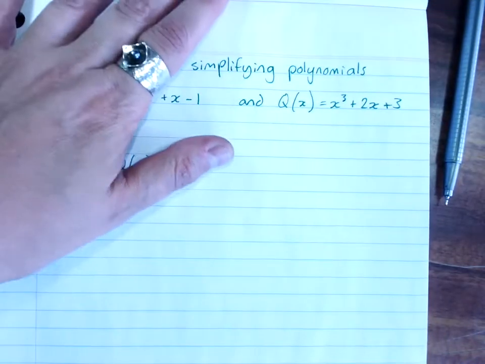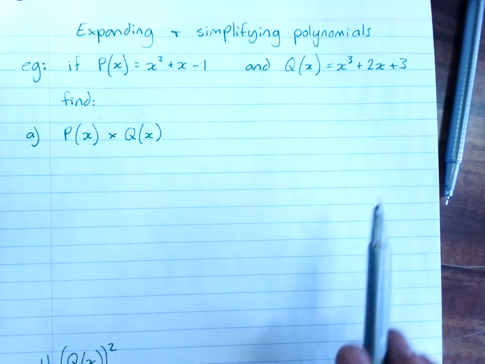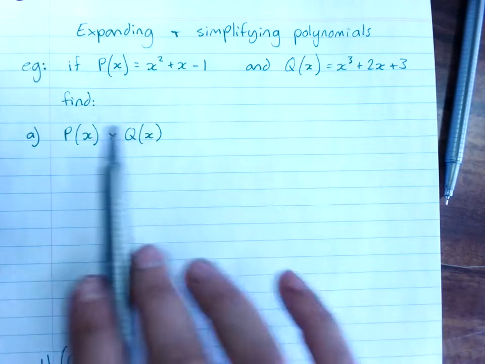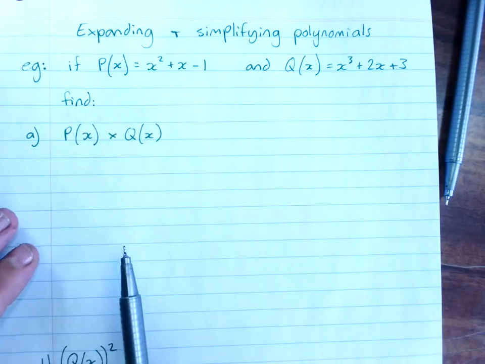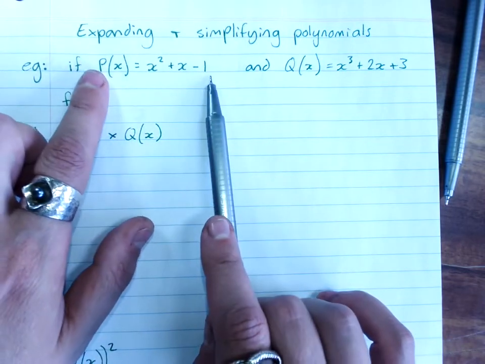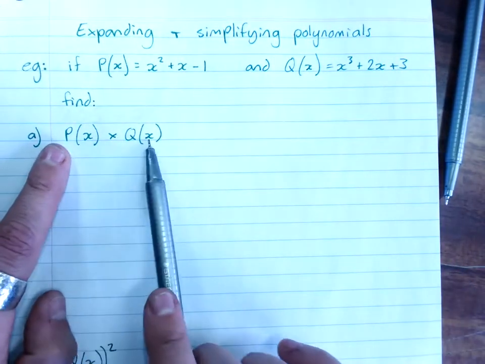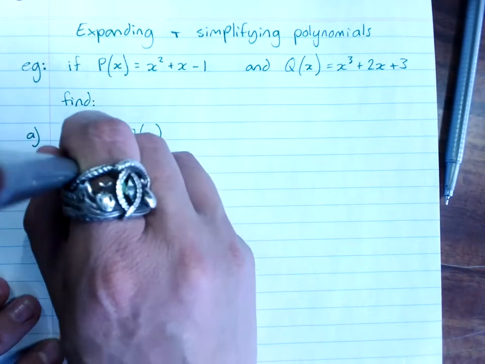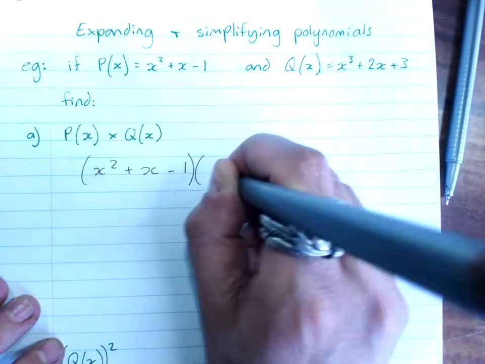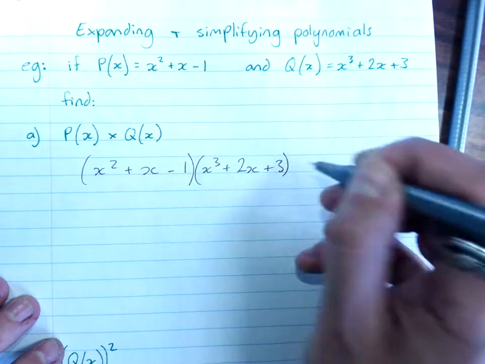Now in the 10A course this year when I'm doing this, which is 2018, we don't really need to spend a lot of time on this. So I've set a couple of questions and I'll just go through this. So here you can see they've defined two polynomials. This is p of x and this is q of x, and they'd like us to multiply those together. So we've got x squared plus x minus 1 times x cubed plus 2x plus 3.